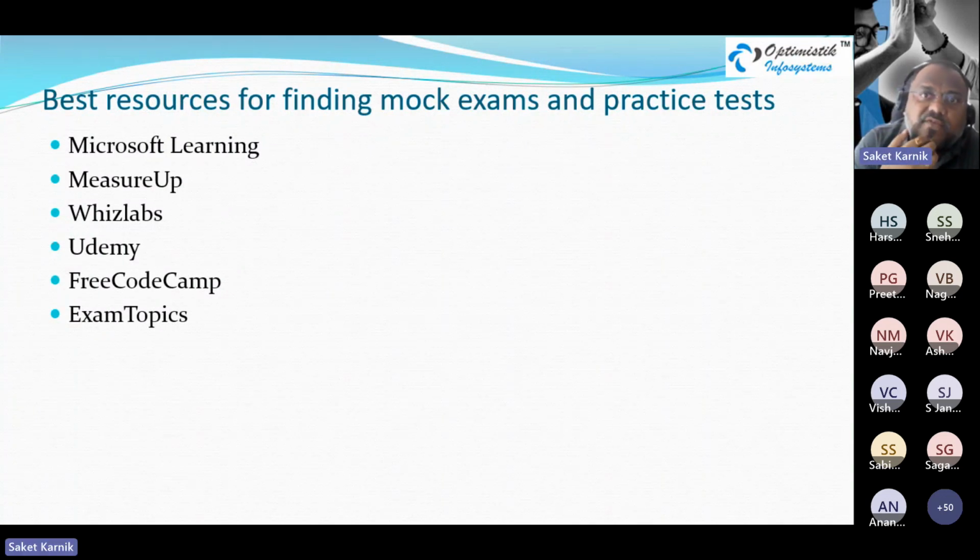So here is the answer for one of the questions. Someone asked where I can find the mock exams and practice tests. These are some of the providers. Microsoft Learning is the top one, the most reliable one. And then there are others also: MeasureUp, WhizLabs, Udemy, Pre-Code, even Coursera also provides some practice tests.